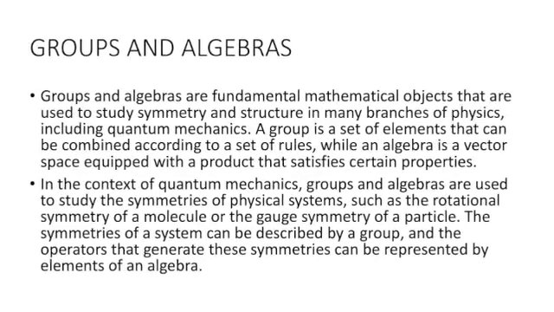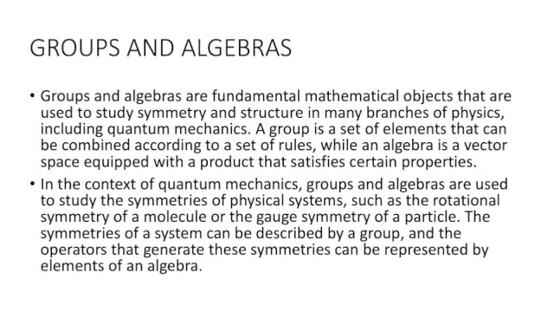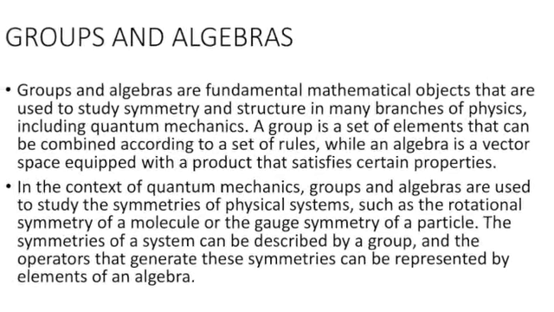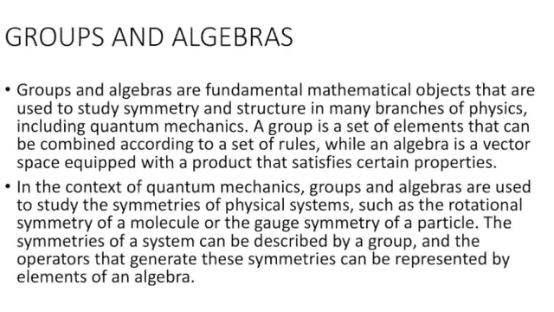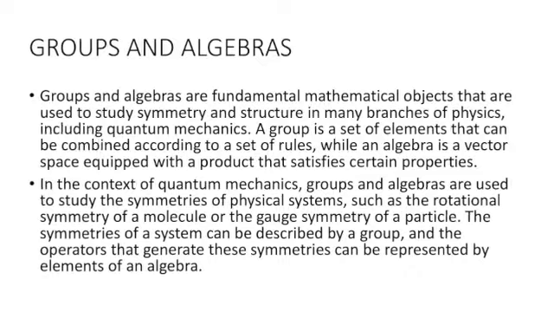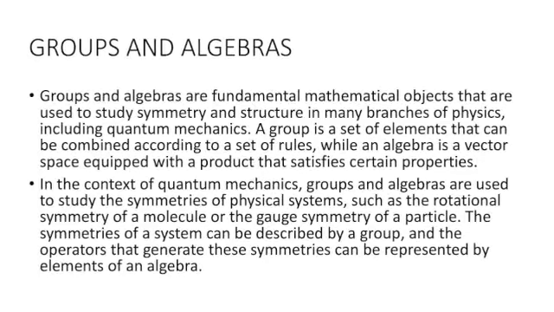Conjugacy classes and centers. In a group, two elements are said to be conjugate if they are related to each other by a similarity transformation. The set of all elements that are conjugate to a given element is called the conjugacy class of that element. The center of a group is the set of elements that commute with all other elements in the group.